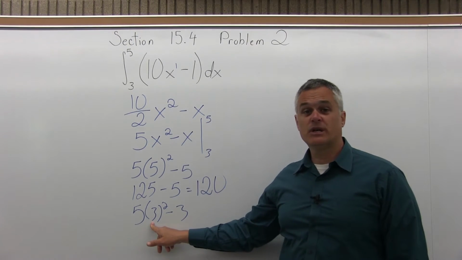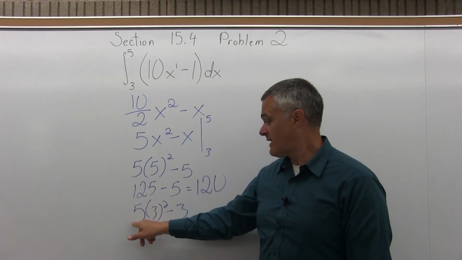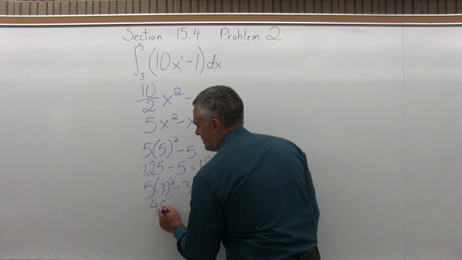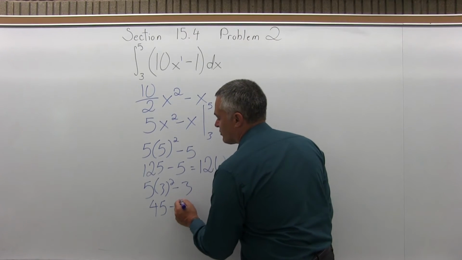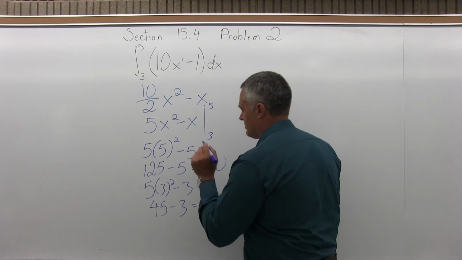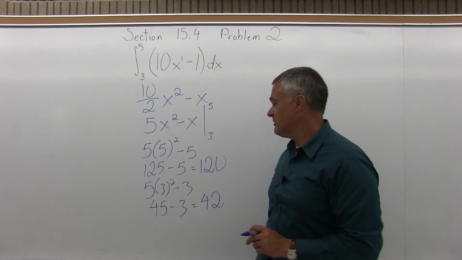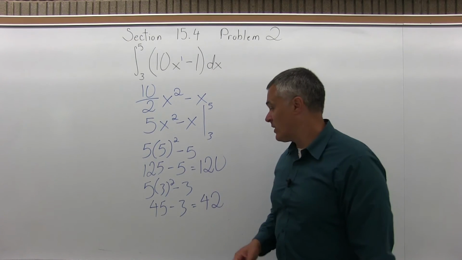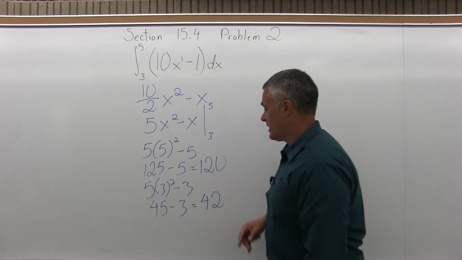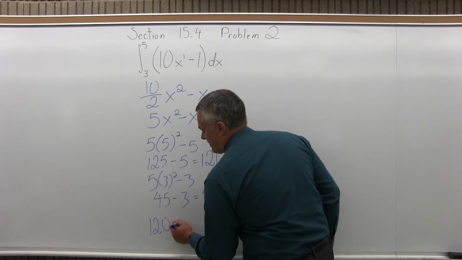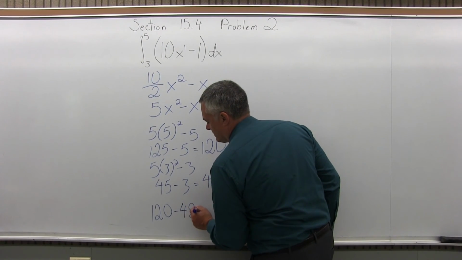So 3 squared, 3 times 3 is 9, times the 5 in front, 9 times 5 is 45. 45 minus 3 is 42. That's the end of step 3, putting in the lower limit of integration for my answer. And the final step, step 4, is to subtract the 120 minus 42. So 120 minus 42 is 78.